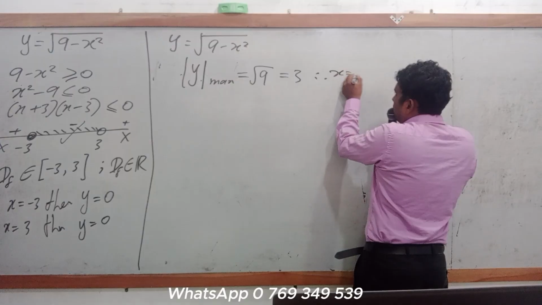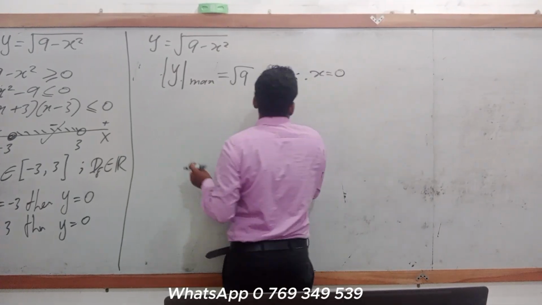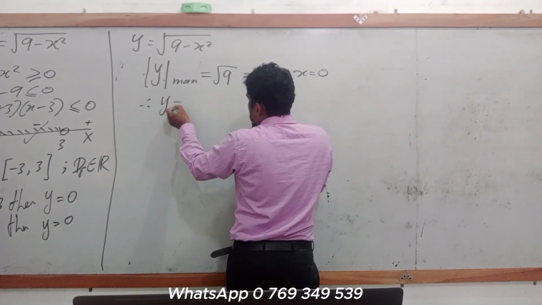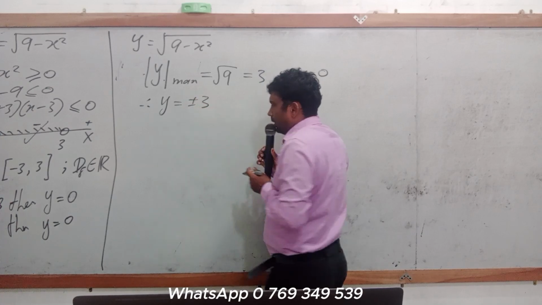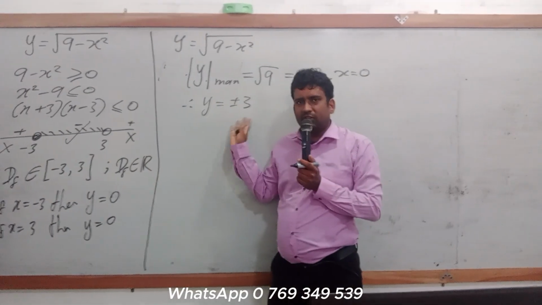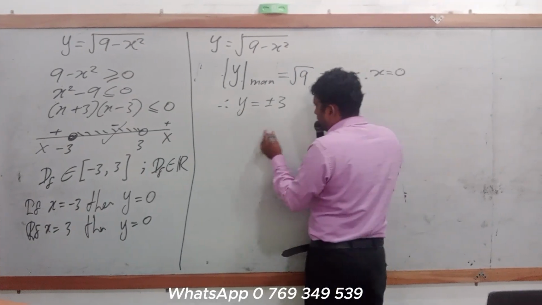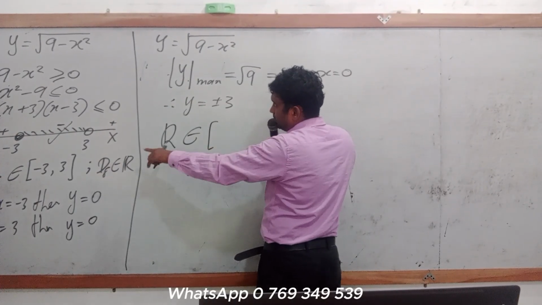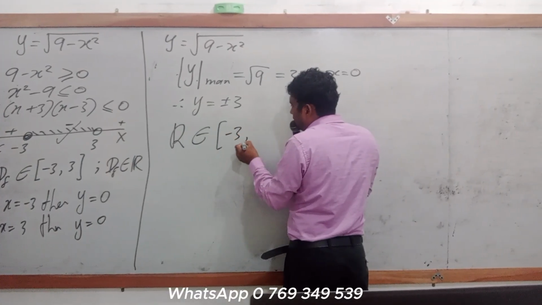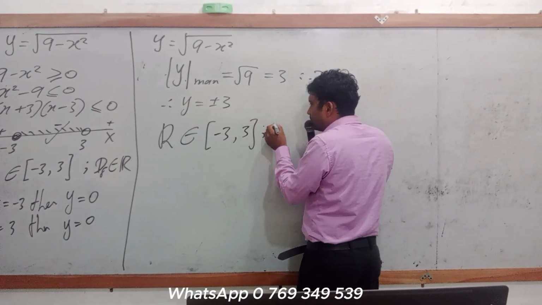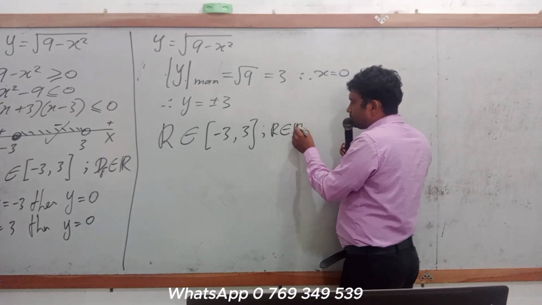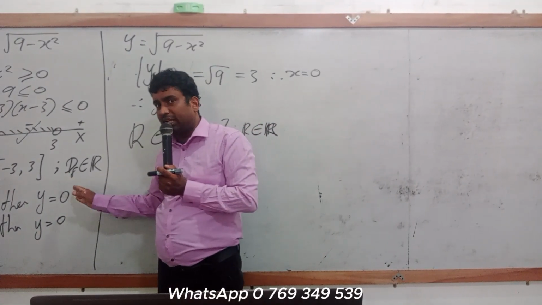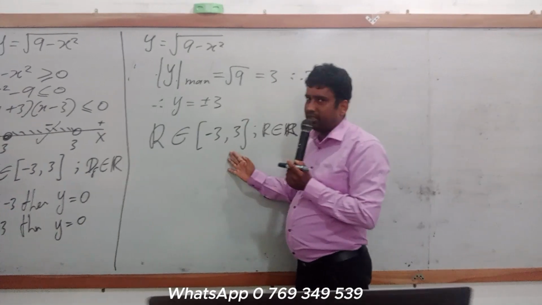Therefore x equals 0. For x equals 0, we can say modulus y max is 3. Therefore y equals plus or minus 3. Here it is 0, here y equals plus or minus 3. Then we can take the range R belongs to the closed bracket, because this one is closed, minus 3 to plus 3. This is the range. Some students get stuck with this one because here it is 0, but the range is like that.